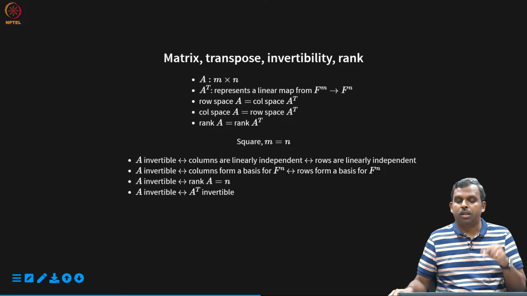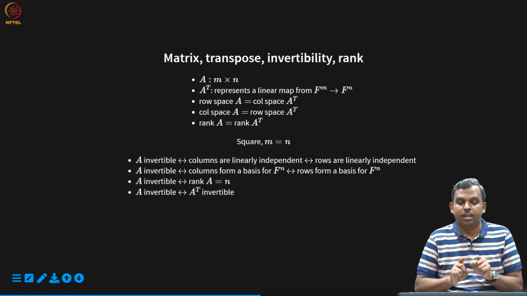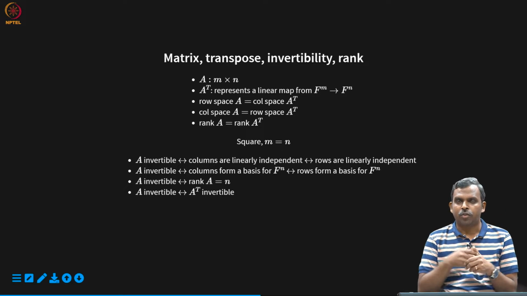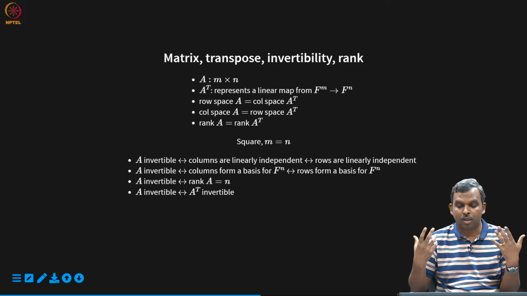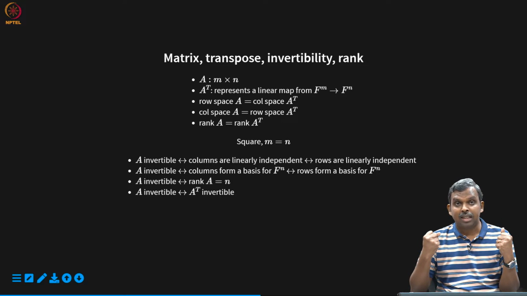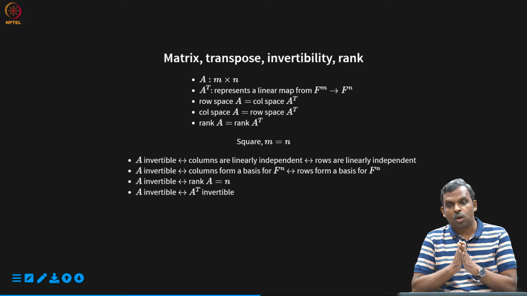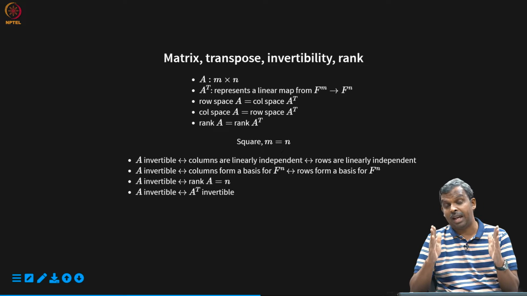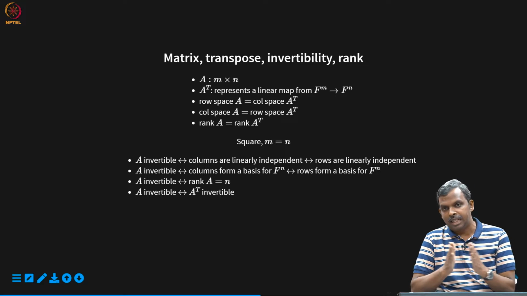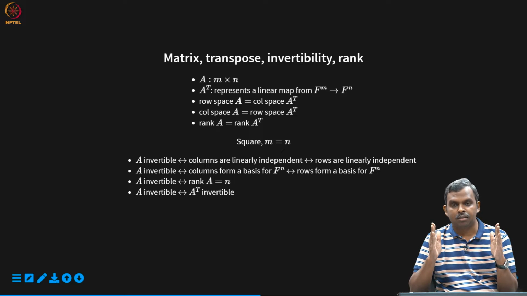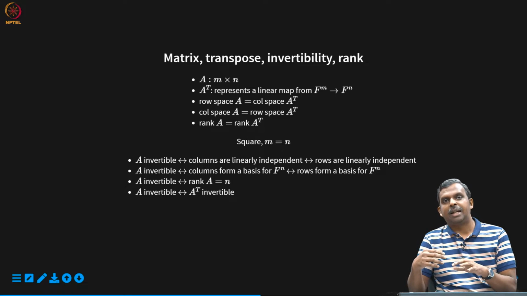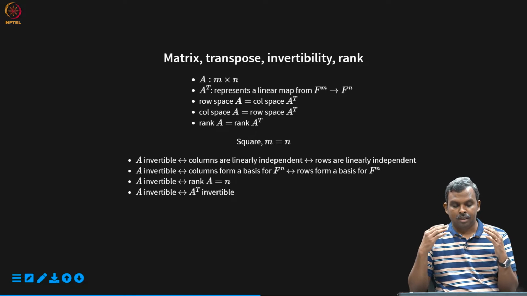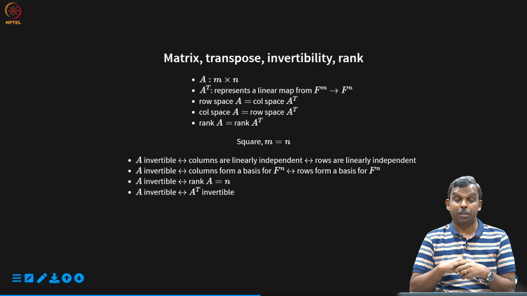So what happens in particular when the matrix is square? When M is equal to N, you can talk about invertibility in that regime, right? So what happens to invertibility? You can see if A is invertible, the column rank has to be full, rank has to be N, which means the columns are linearly independent, and together they have to span the whole Fn. So columns become a basis. Rank of A equals N, A is invertible, rows are linearly independent, rows become a basis. Notice what's happening.